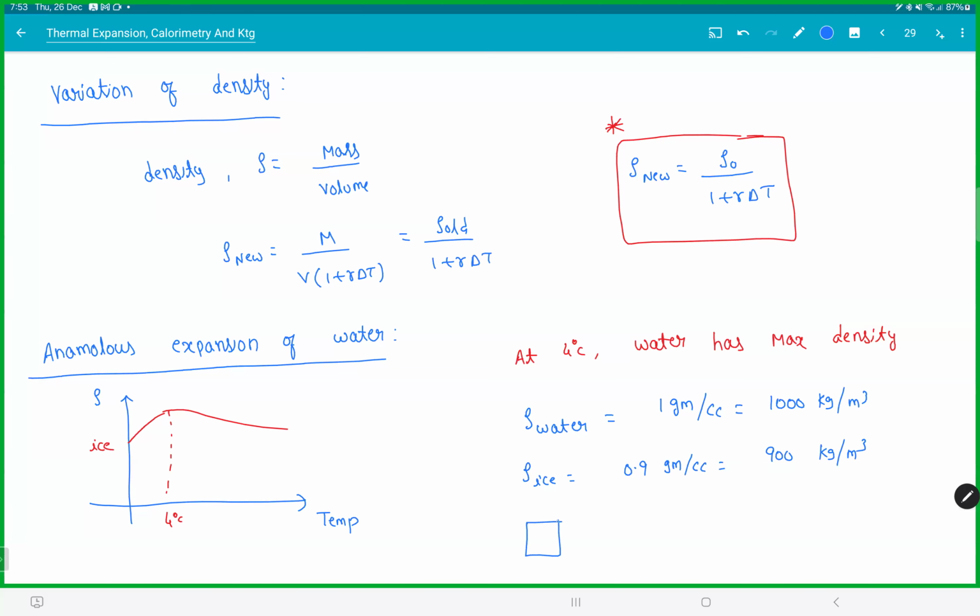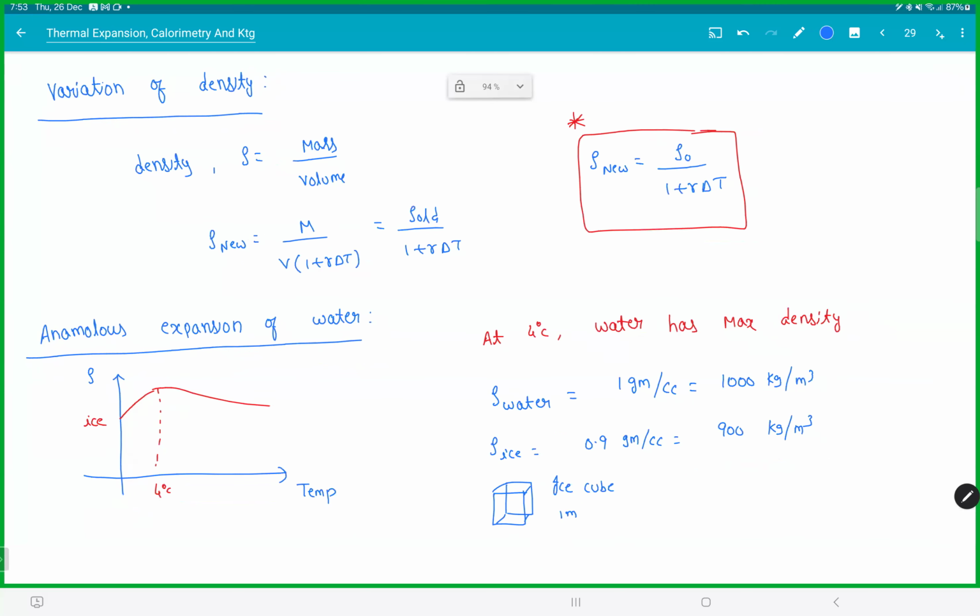That means if you take an ice cube of 1 meter, the volume of ice will be 1 meter cube. When this melts and becomes water, mass will remain the same. You get volume 0.9 meter cube. So it actually shrinks. If you take a container full of ice and let it melt, you will get almost 10% empty space in the container. Clear with this?